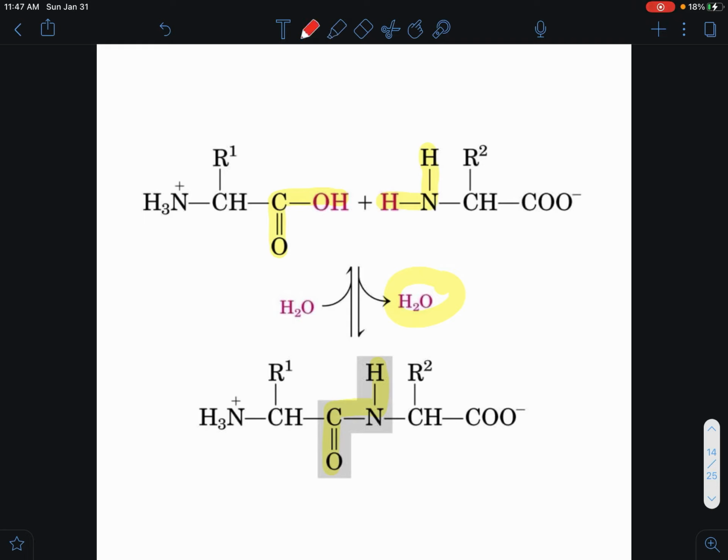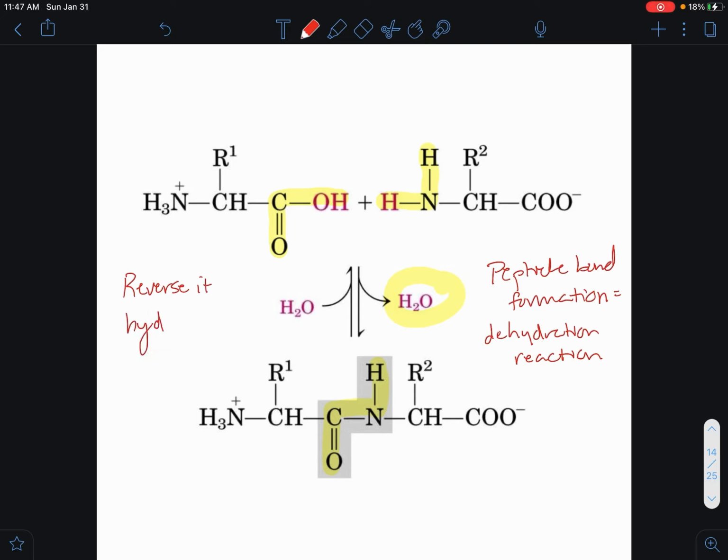So it's very important to know that peptide bond formation is a dehydration reaction, and to reverse it is a hydrolysis reaction.